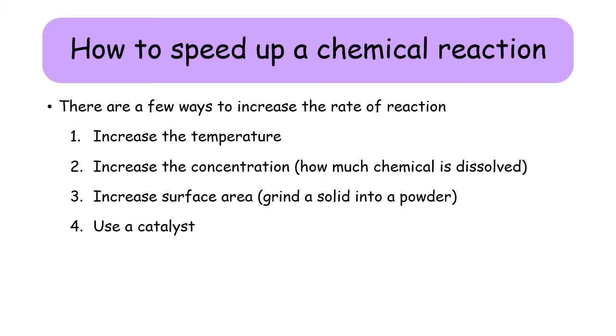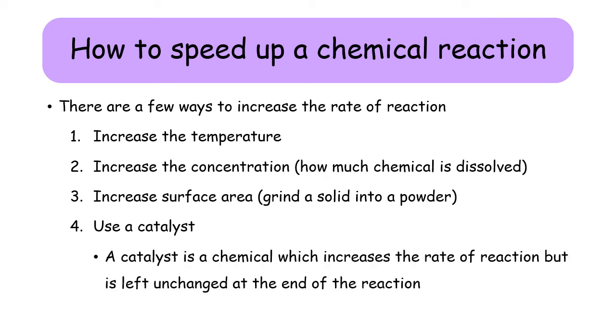And the final one is using something called a catalyst. Now a catalyst is a special type of chemical which we add to a reaction that increases the rate of reaction, but what's really special about it is that a catalyst is unchanged at the end of the reaction, and it means that you can reuse it over and over and over again. So if you want to speed up a chemical reaction, increase the temperature, increase the concentration, increase the surface area, and or use a catalyst.